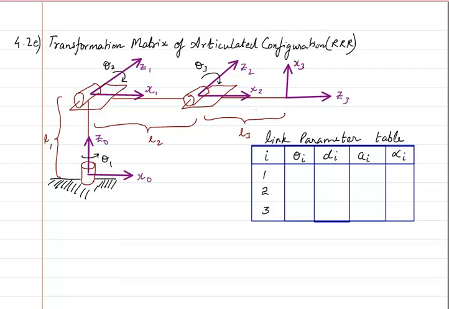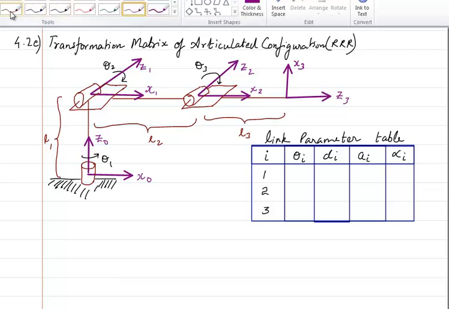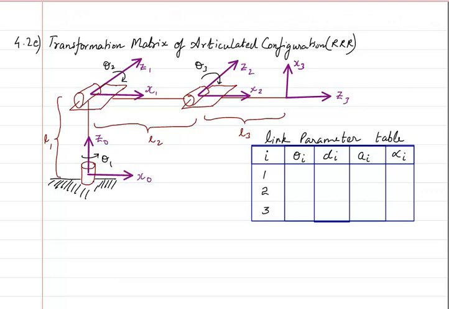Next I have to fill the link parameter table. So let's go from the 0th frame to the first frame. For making it parallel to X1, here it's already parallel, but we are having a link variable here, so I will write this one as theta1 star. Then how much distance I have to move in the Z0 direction so that frame 0 reaches frame 1, that is given by this length L1, so I will write d1 as length L1.